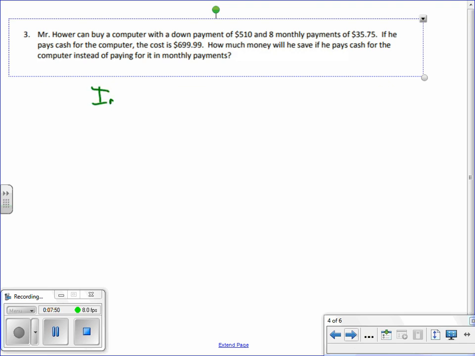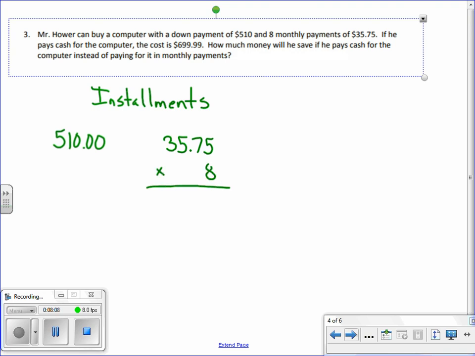We're going to do installments. Okay, so we know that he has to pay $510. And then he's going to do 8 payments of $35.75. So we're going to multiply that by 8. 8 times 5 is 40. 8 times 7 or 7 times 8 is 56, 57, 58, 59, 60. 8 times 5 is 40 plus 6 is 46. 8 times 3 is 24, 25, 26, 27, 28.